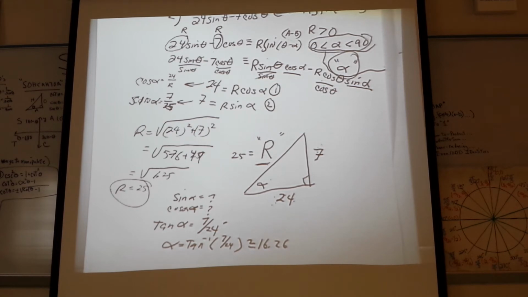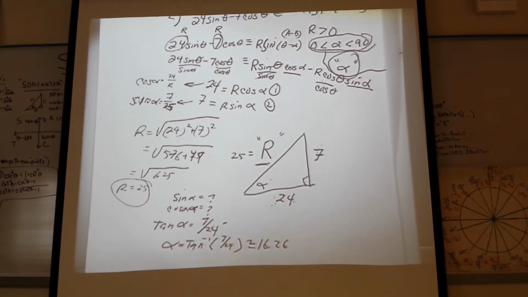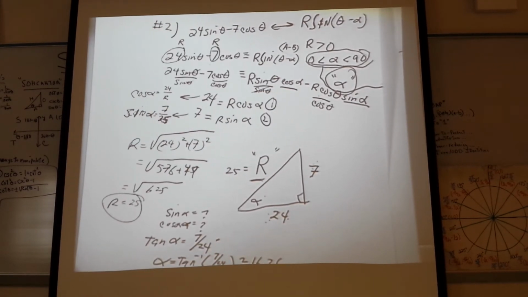Wait, so you don't need the R? No, because you could do tangent. Let's see if I can figure this out. I don't think we need it. I still have to do the other bottom part, right? Part two. Everybody okay with this? You could have gone the first part without the R. I did it with the R.